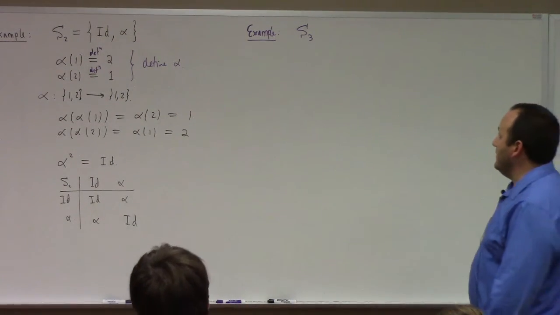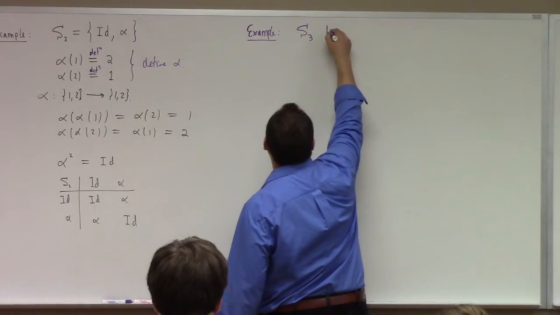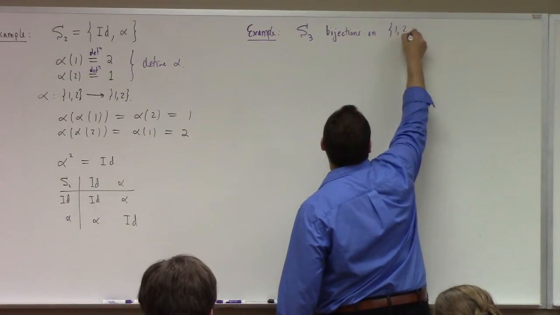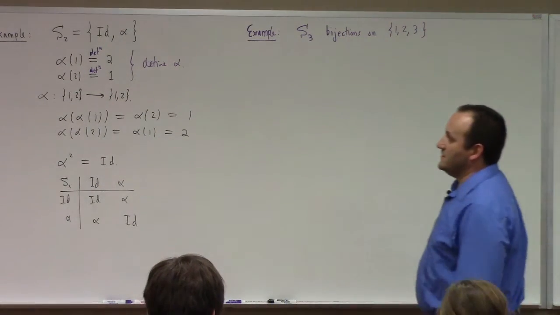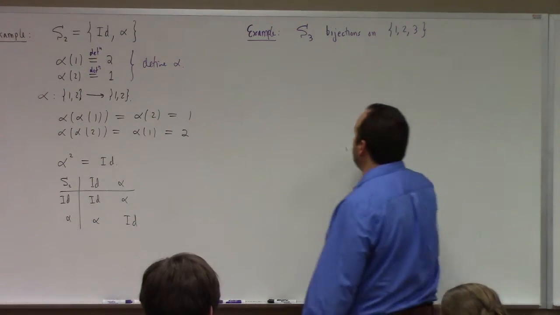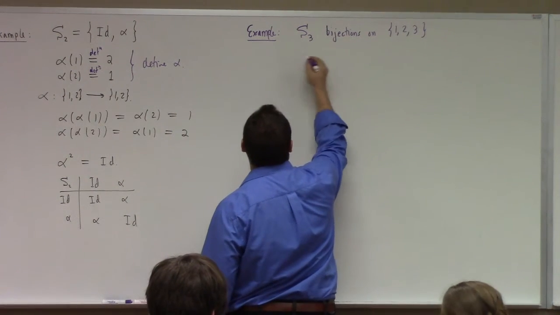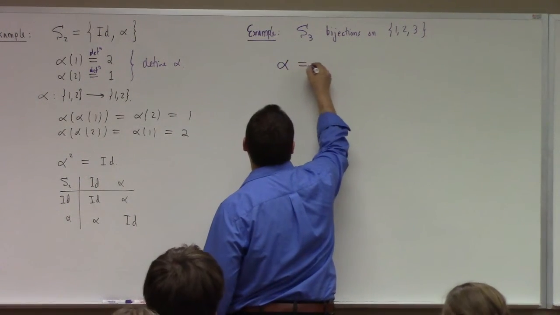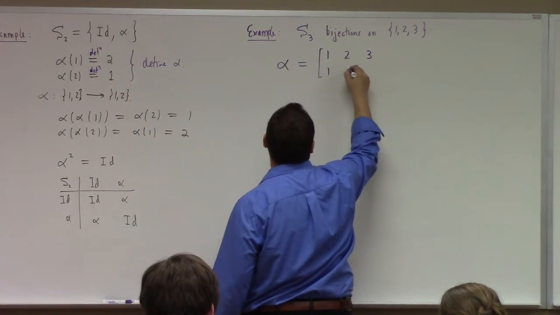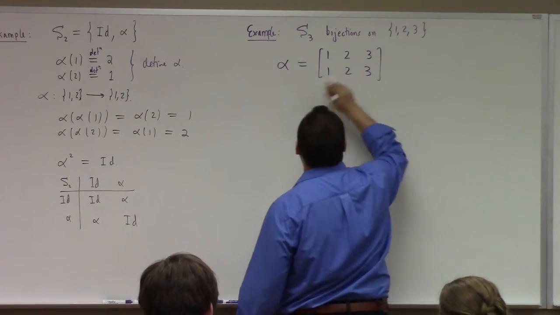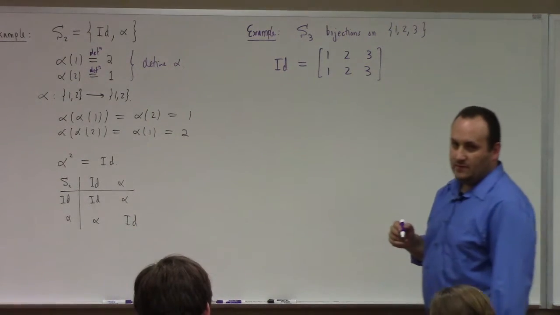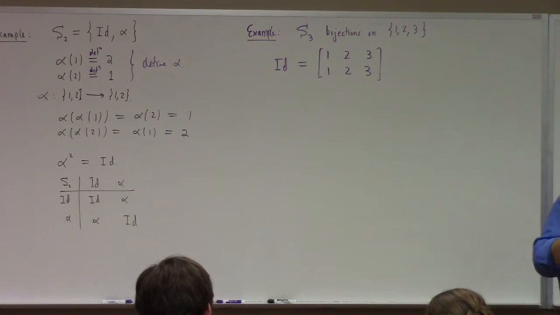Okay, so in S3, which is going to be what? Bijections on the set 1, 2, 3. I really, really don't want to use that kind of notation. We need a slicker notation. And a nice notation is the so-called array notation. So here, let me illustrate it for you. For example, 1, 2, 3 on top and 1, 2, 3 on the bottom. Actually, that's not alpha. That is the identity. What this says is 1 goes to 1, 2 goes to 2, 3 goes to 3.